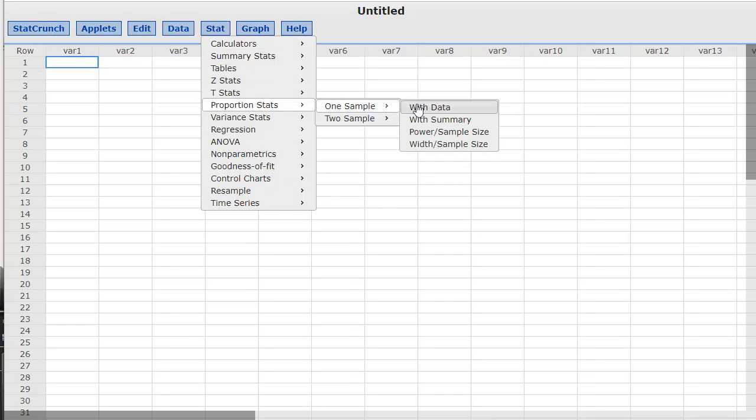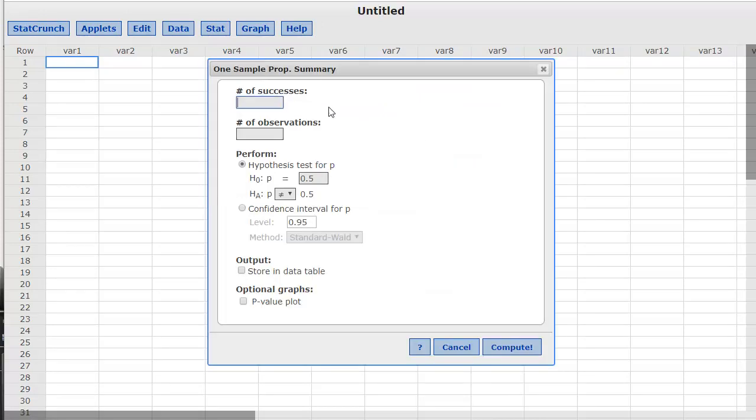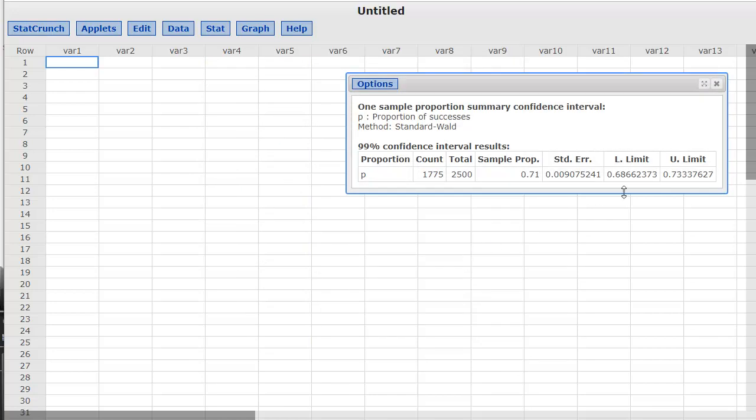So in StatCrunch, I'm going to click Stat, Proportion Stat. We have one sample and we have the summary. Our number of successes we got was 1775. The problem said we had 2,500 observations. I'll do confidence interval, and for this problem that was 99%. So click compute, and we can see there are the upper and lower limits for my interval.